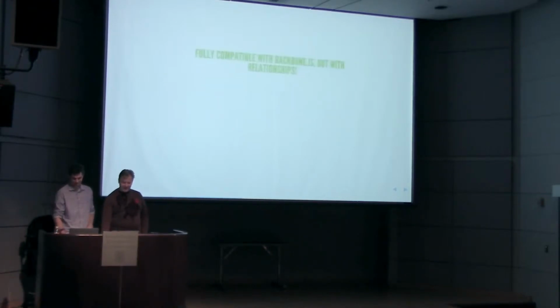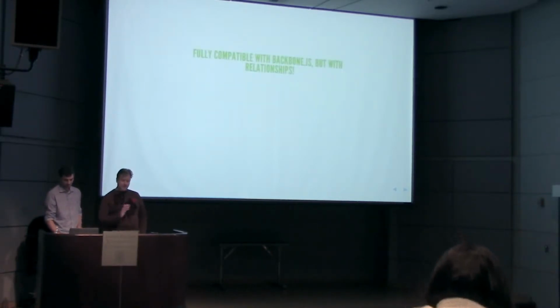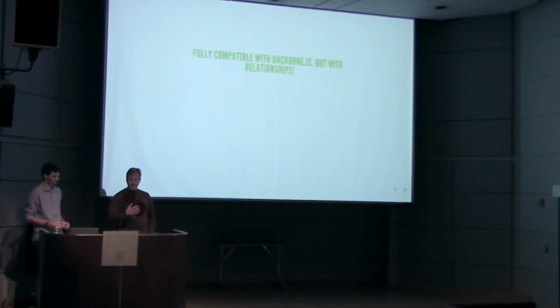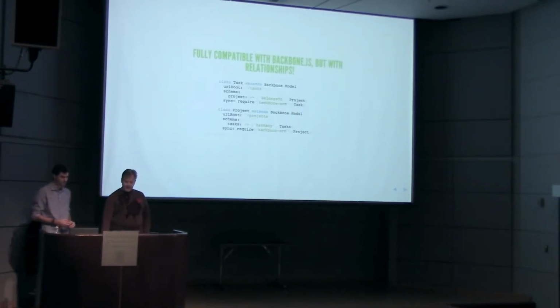Great, okay. And of course, one of our design goals was that we needed to be compatible with BackboneJS. But we wanted to have relationships, because that's one of its shortcomings. We use Knockback, and that was very important for us, so that we could reuse our existing code without changing anything. And so this is what it looks like.